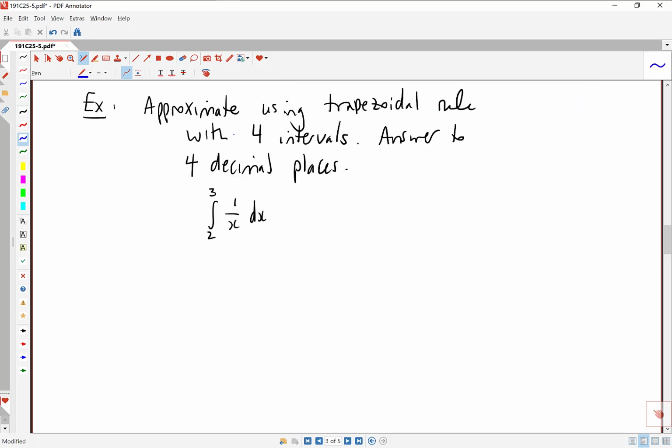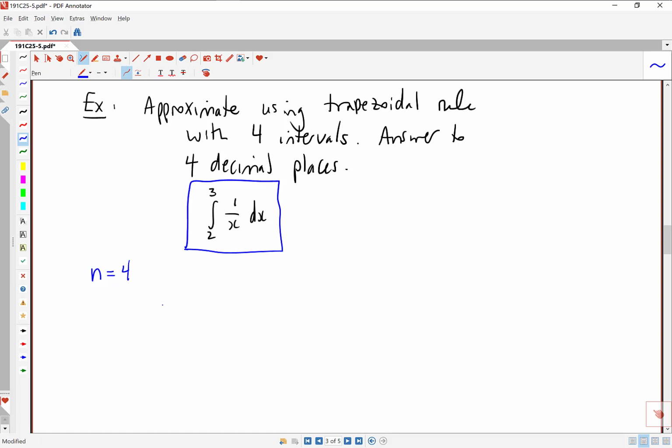Here's our first example. We're going to approximate a certain integral using the trapezoidal rule with 4 intervals, and we want to give our answer to 4 decimal places. The integral that we want to try to approximate is this integral here. So first thing I would do is write down what our number of intervals is. N is that number of intervals, and we're told in the question that it's going to be 4.